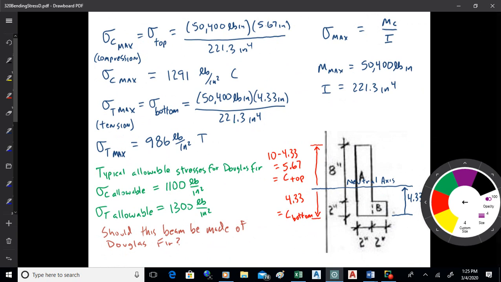Now I went and found the allowable stresses for Douglas fir. Sigma compression is 1100, sigma tension is 1300. So could we make this beam out of Douglas fir? Maybe not. The compression is looking a little risky, isn't it? So you might have to build a bigger beam.